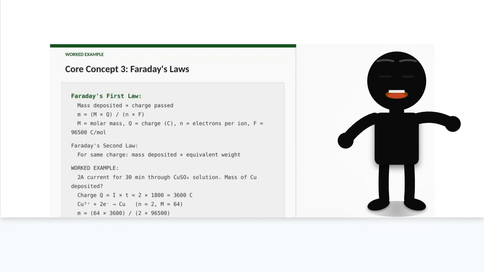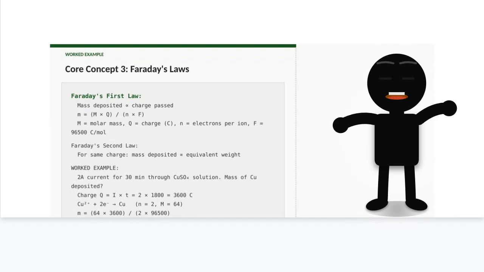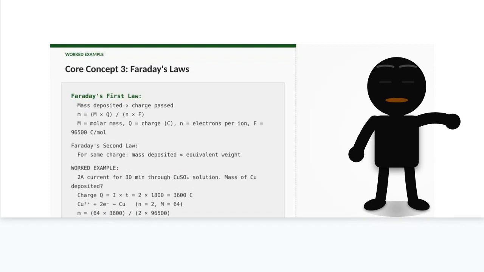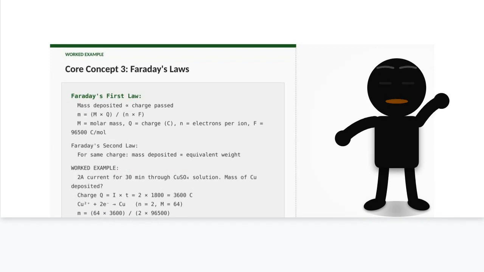Faraday's laws are the quantitative foundation of electrolysis. The first law states that the mass of substance deposited at an electrode is directly proportional to the total electric charge that passes through the electrolyte. The formula m equals MQ divided by NF combines molar mass M, charge Q in coulombs, number of electrons transferred N, and Faraday's constant F, which is 96,500 coulombs per mole.